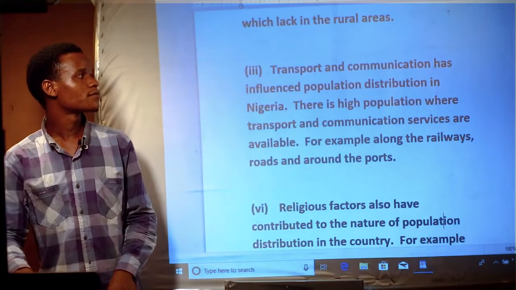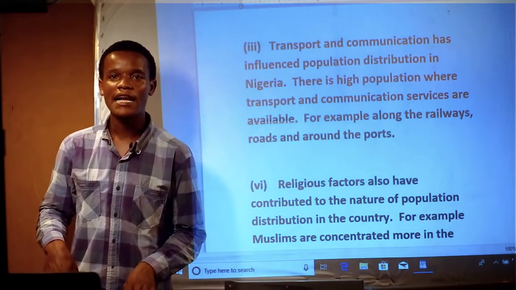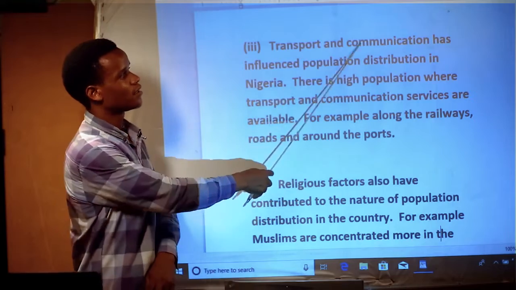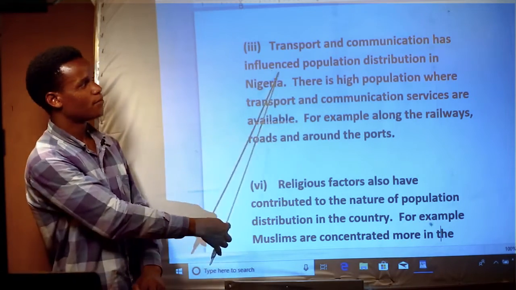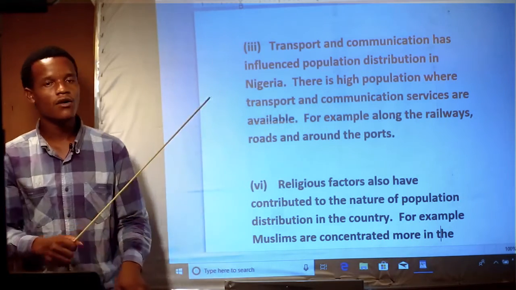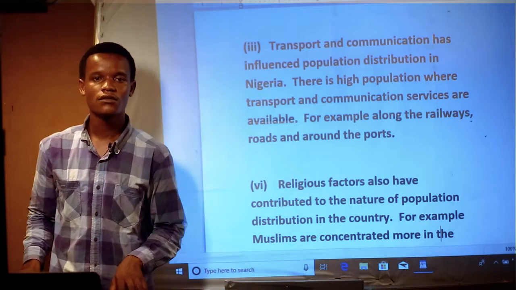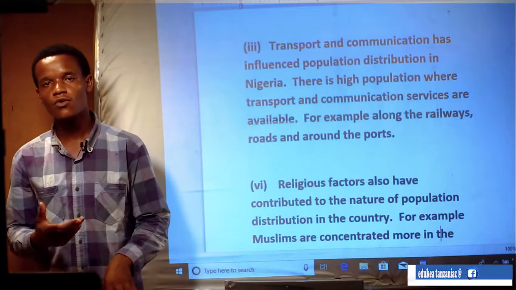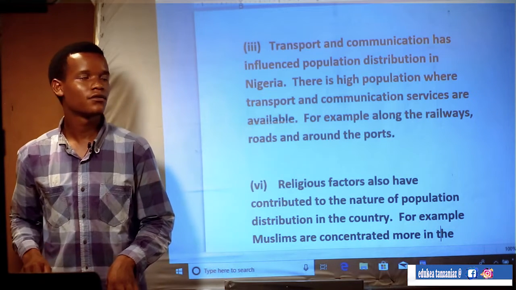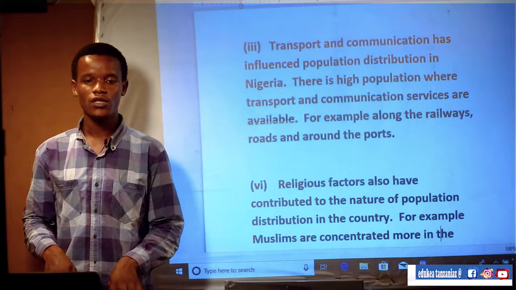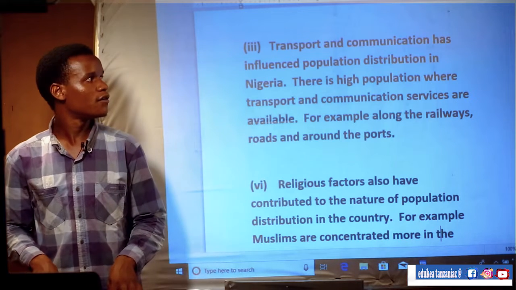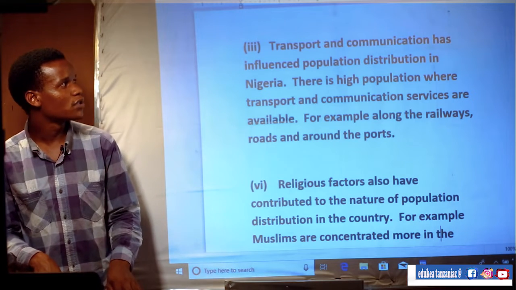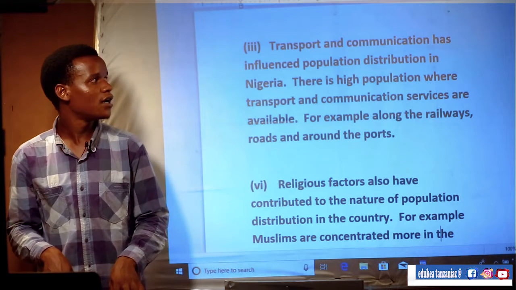Another point that leads to the uneven population distribution in Nigeria is that transport and communication have influenced the population distribution. Here we're going to look at infrastructure. When we say transport, we mean the movement of vehicles, both road transport, water transport, and air transport. We're going to talk about communication. Here we're focusing on phone. In communication, we look at how people communicate within the society.